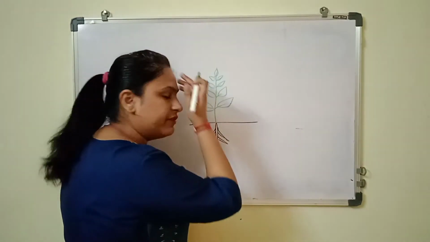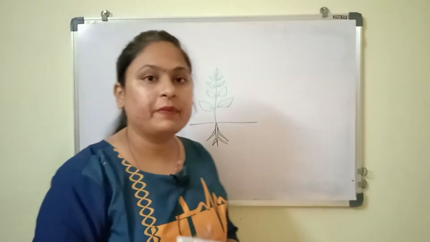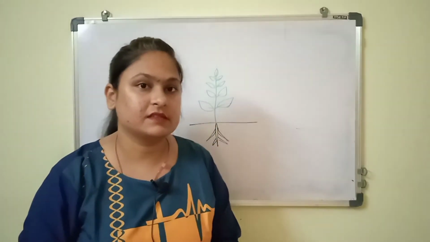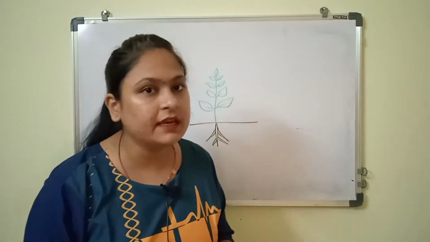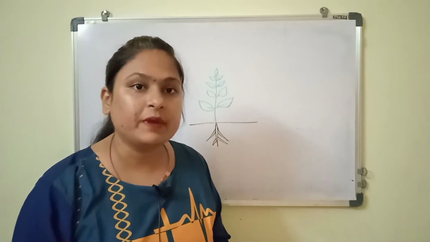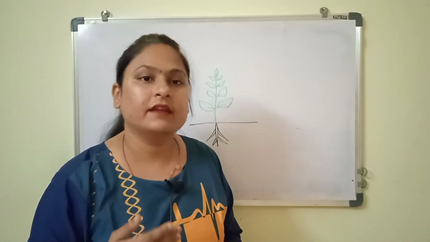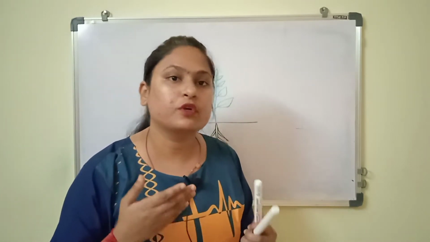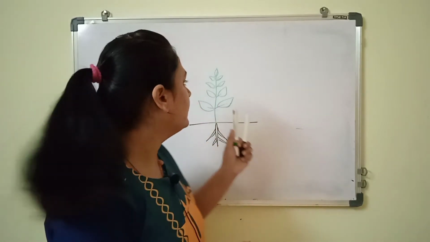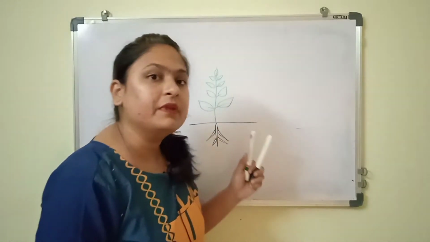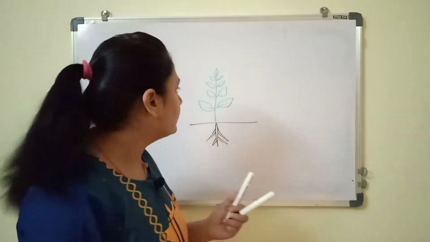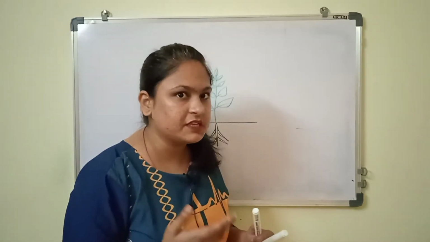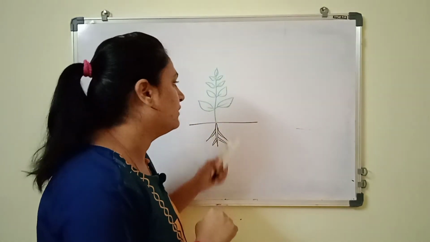Leaf is the main organ of the plant which performs photosynthesis. It is the main vegetative organ of the plant. As it is green in color, it has chloroplasts in the cells and consists of the chlorophyll pigment, so that's why it is green in color. Its major function is to perform photosynthesis and also transportation. How the transportation happens, we are going to learn further on.